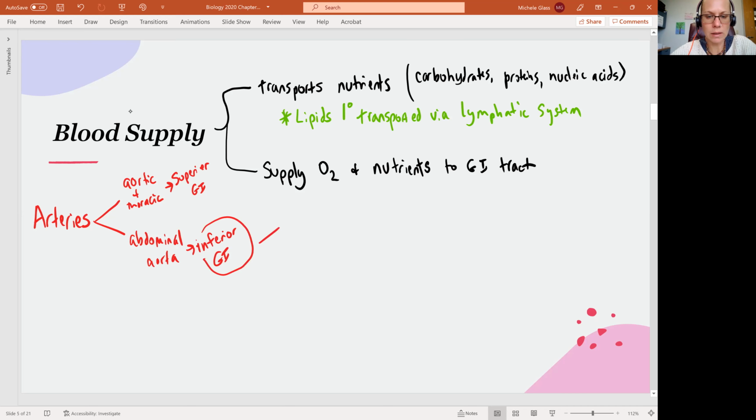So we'll see like the celiac trunk is going to go to the stomach, the liver, and that top portion of the small intestine, which we call duodenum. And then the inferior mesenteric is going to go to basically the rest of the small intestine. So that's the jejunum and ileum, and then the large intestine.